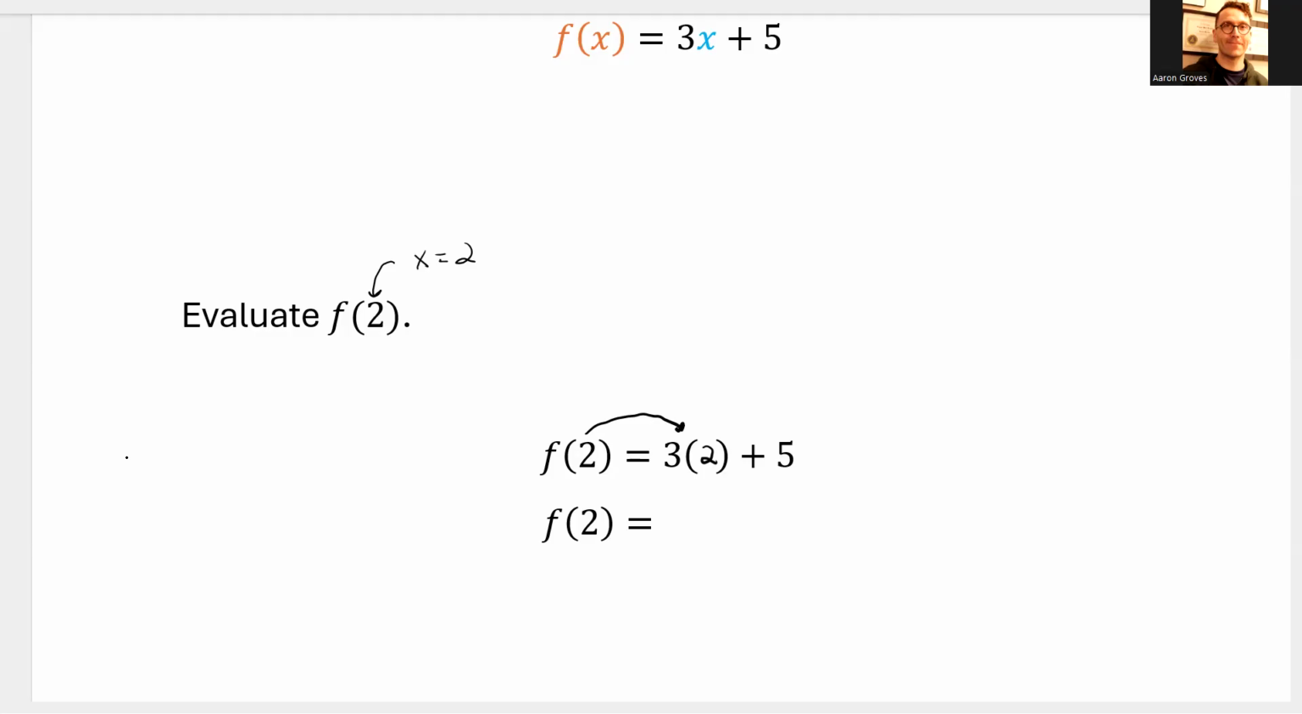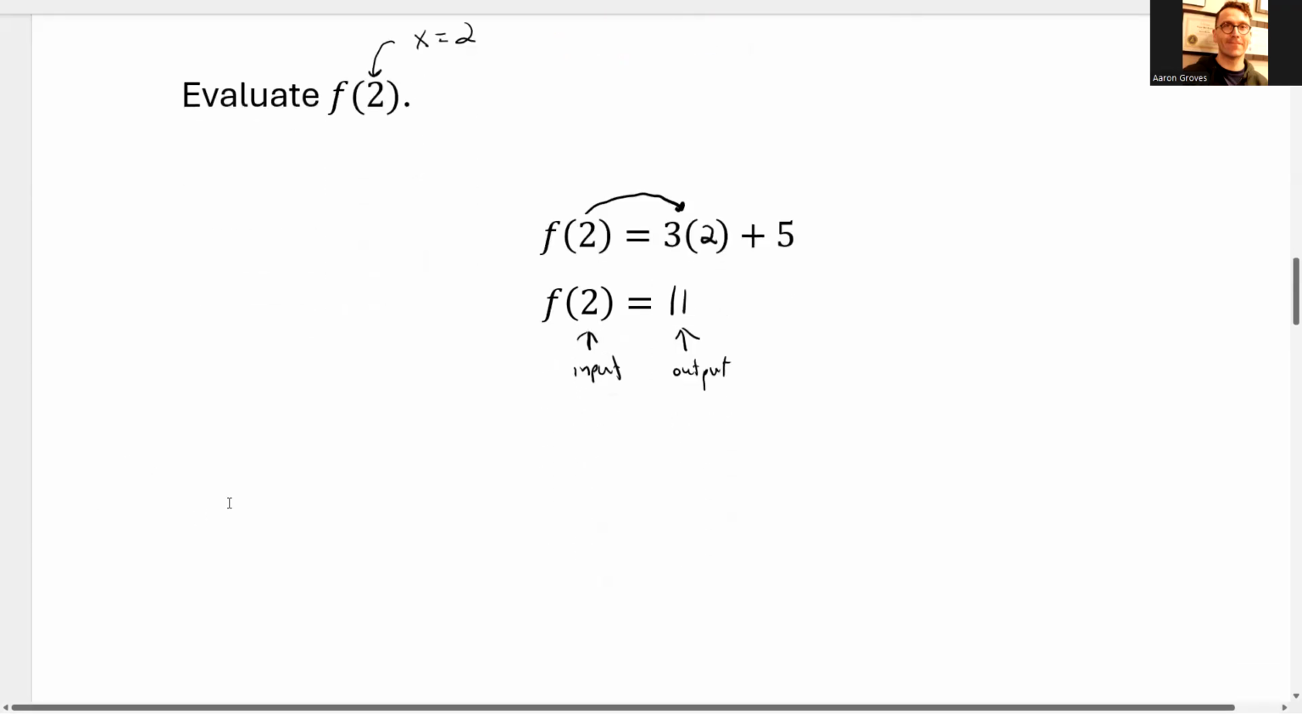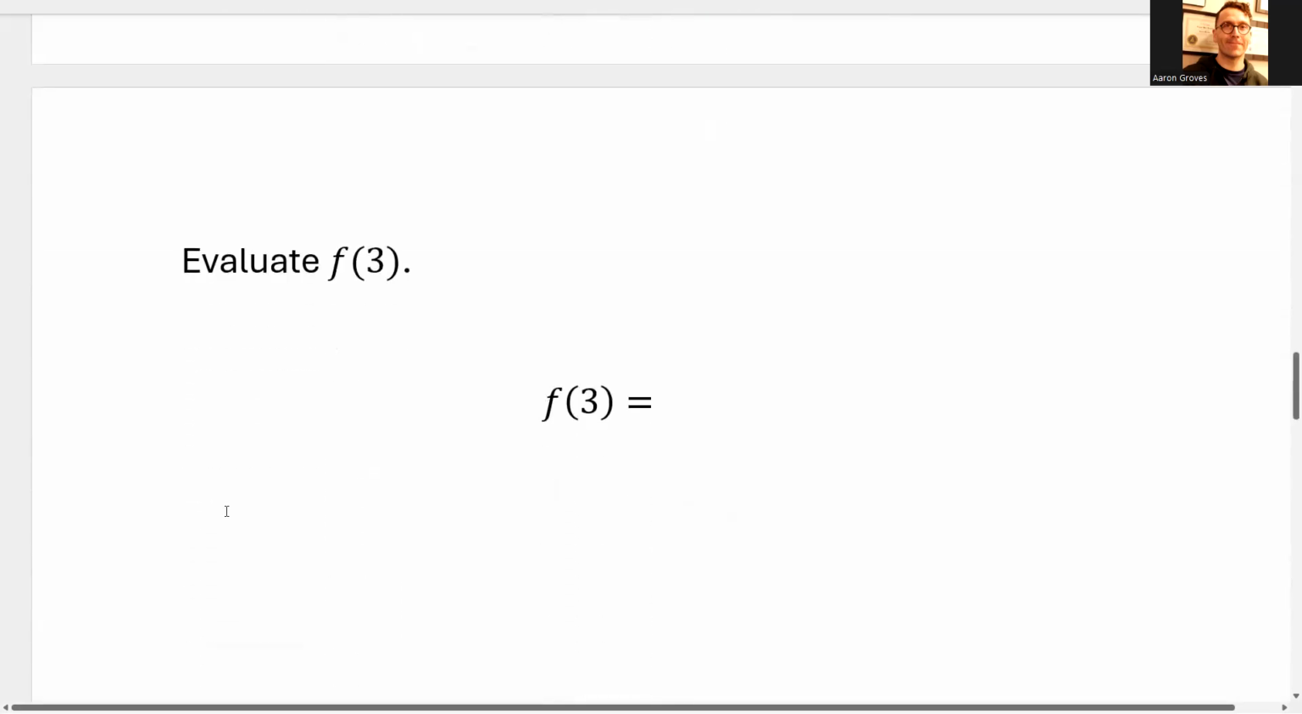3 times 2 is equal to 6, and 6 plus 5 is equal to 11. So here, right, our input is equal to 2, and our output is equal to 11. So this is a nice shorthand way of telling somebody that I plugged in 2 into my function and I got out 11 out of the function. What I'd like you to do now is try the next problem on your own. So go ahead and pause this and see if you can evaluate f of 3.